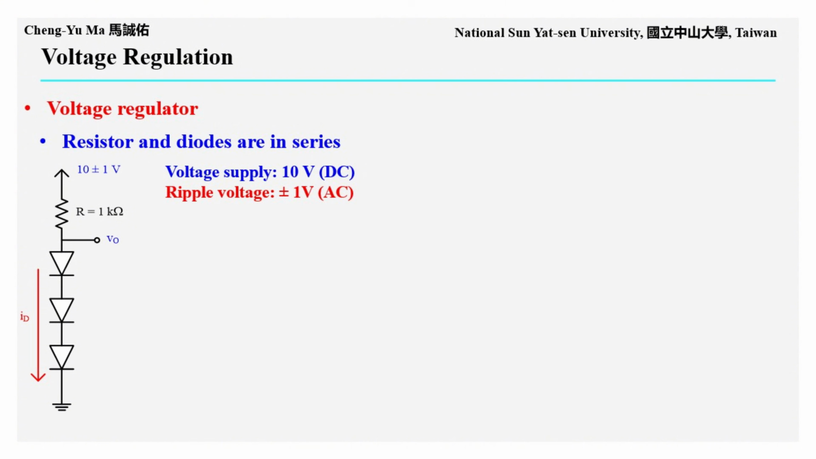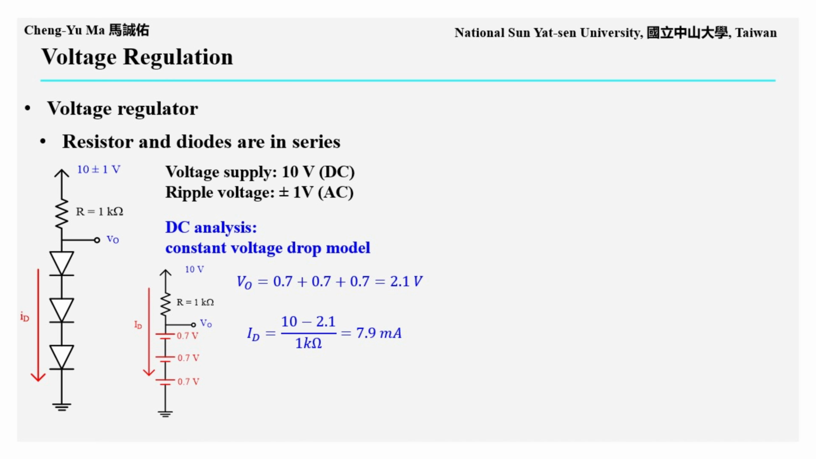Next, we introduce a voltage regulator made by connecting a resistor and several diodes in series, as shown on the left. The power supply provides a 10-volt DC output, but it also has plus or minus 1 volt of ripple or instability. The 10 volts is the DC bias source, while the plus or minus 1 volt variation can be treated as an AC voltage variation. The output voltage, VO, is the total voltage across the 3 series connected diodes.